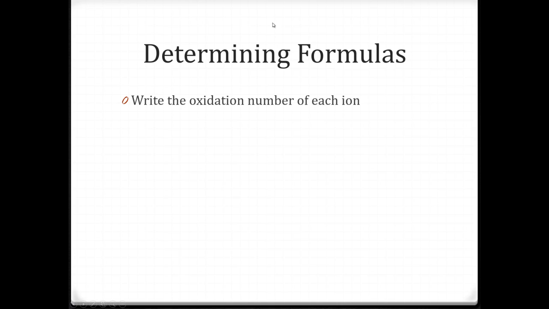Next, write the oxidation number for each ion. +2 for magnesium, -1 for bromine. Because magnesium is an alkali earth, it always has a +2. Because bromine is a halogen, it always has a -1.